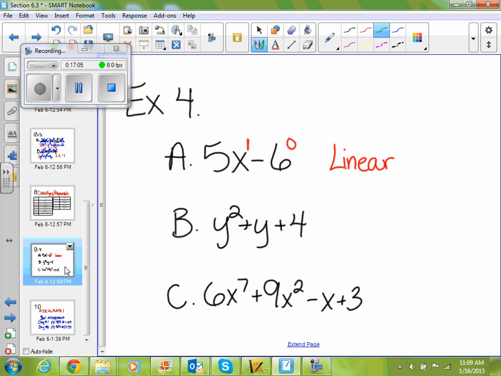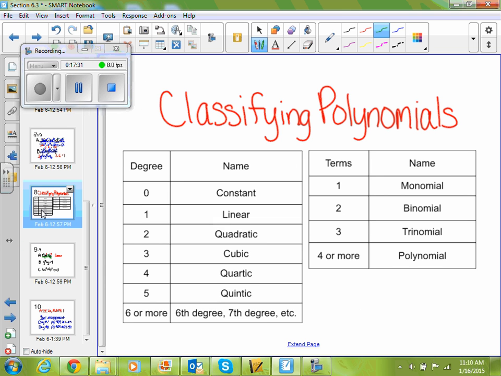Then the second thing I do is look for the number of terms. Terms are separated by pluses or minuses. So I have one minus sign, which means I have 1, 2 terms. If I have 2 terms, then I need to see how I classify that. If you look at your terms column and you go down to 2, I can see that I call a function with 2 terms a binomial.